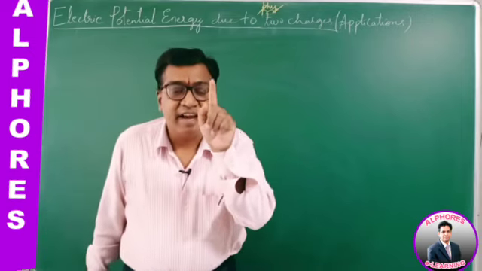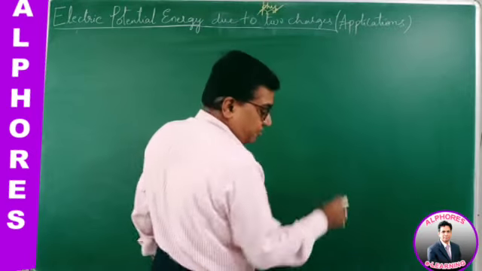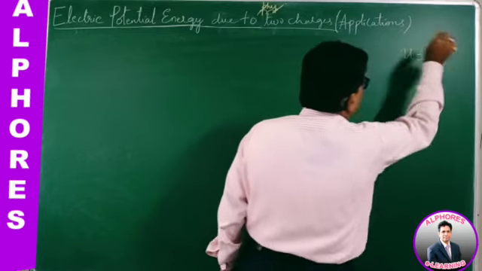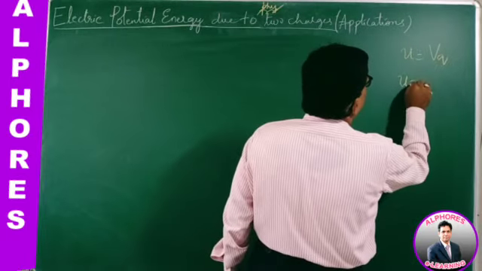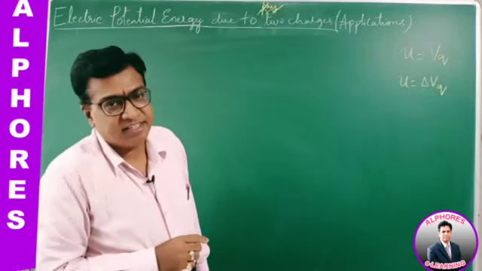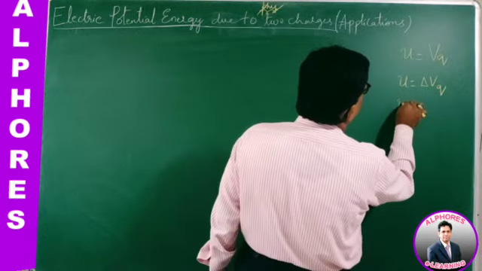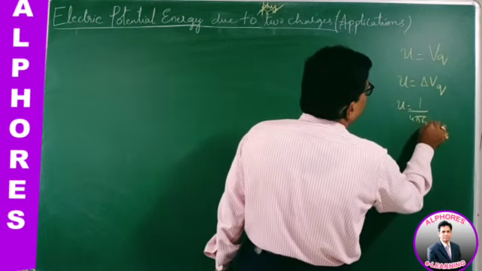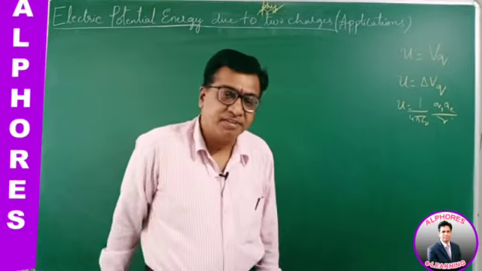At a point, if the potential is V and the charge is Q, then the potential energy U is equal to potential into charge, U = VQ. If there are two points, then the potential energy in moving the charge from one point to another is potential difference into charge, delta V into Q. Then the potential energy of two charged particles is 1 by 4 pi epsilon naught Q1 Q2 by R. This way we have found the potential energy for different charges.